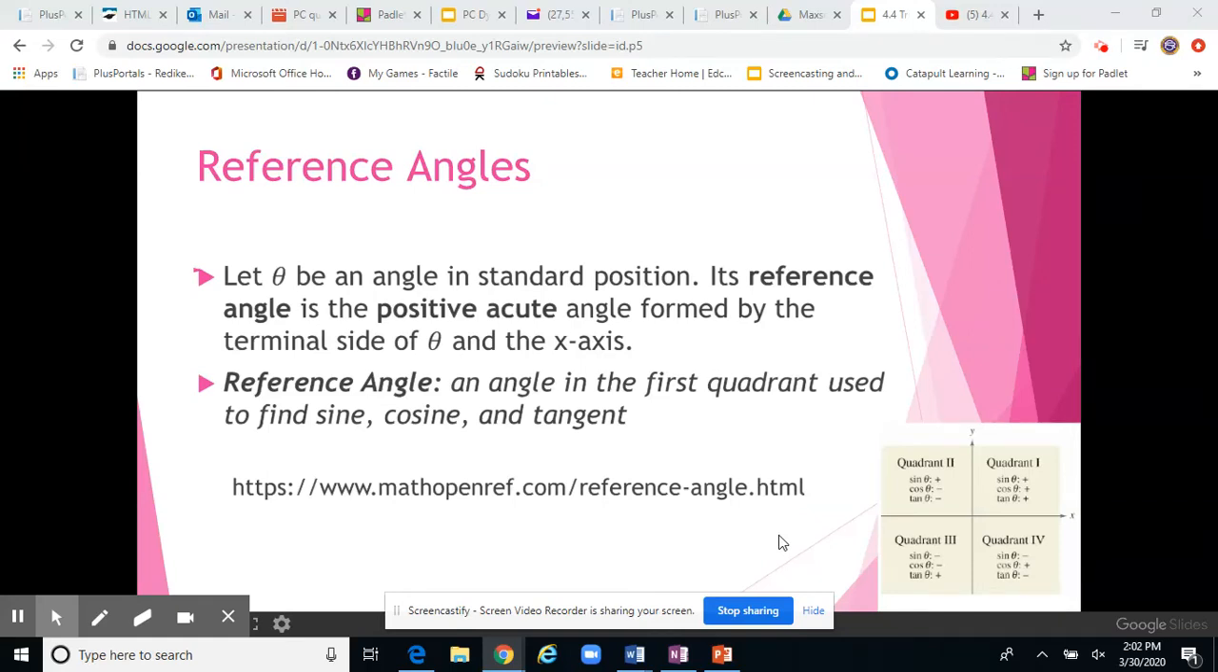So I'm going to be talking about reference angles. Reference angles help you find the different coordinate points on the unit circle so that you don't have to memorize the whole unit circle. You can just memorize the first quadrant.